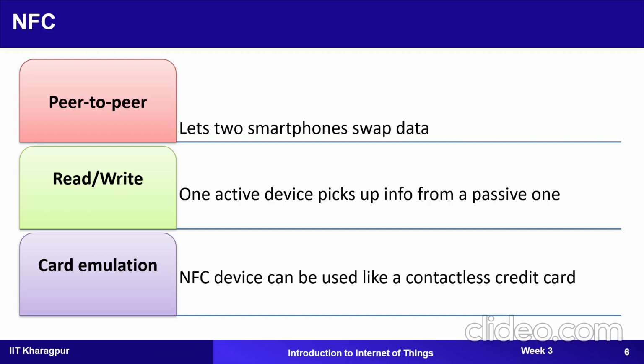In case of your read-write, one device actively picks up the information from the passive device. So this active device is going to read the data from your passive device. And in case of your card emulation, an NFC device can be used like a contactless credit card.